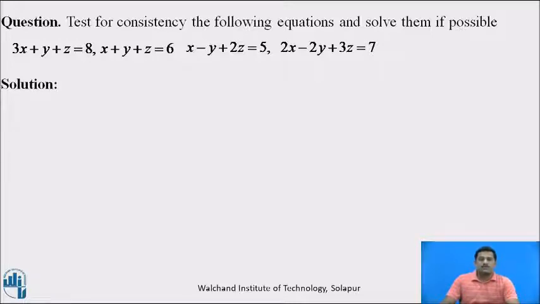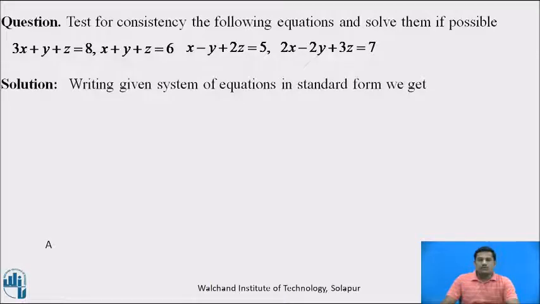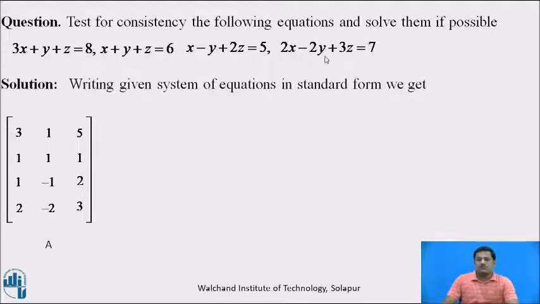constant matrix. First of all, writing the coefficient matrix A by considering the coefficients of x, y, z from the left hand side of each of these equations. What we get? Let us see. From the first equation, the coefficients of x, y, z are 3, 1, 5. From the second equation, the coefficients are 1, 1, 1. From the third equation, the coefficients are 1, minus 1, 2. And from this last equation, the coefficients are 2, minus 2, 3.